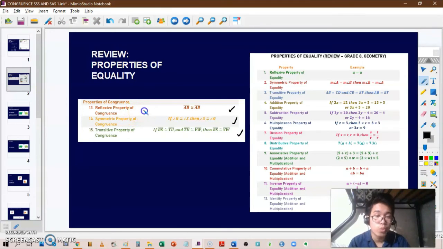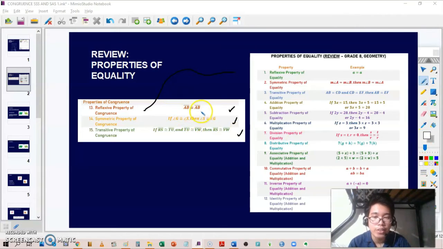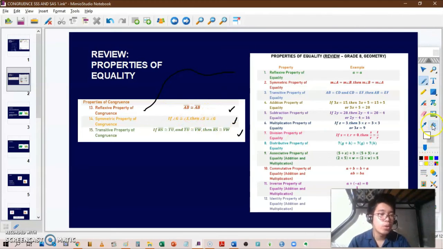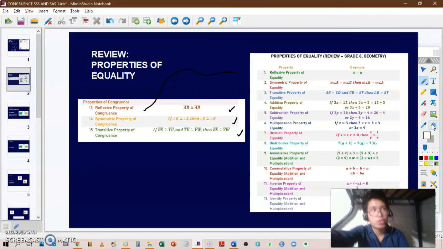It also works like the reflexive property of equality, but here we have the congruent symbols. So we're going to see a lot more of these congruent symbols in our future topics here in geometry. And also we have the symmetric property of congruence, which also works the same.